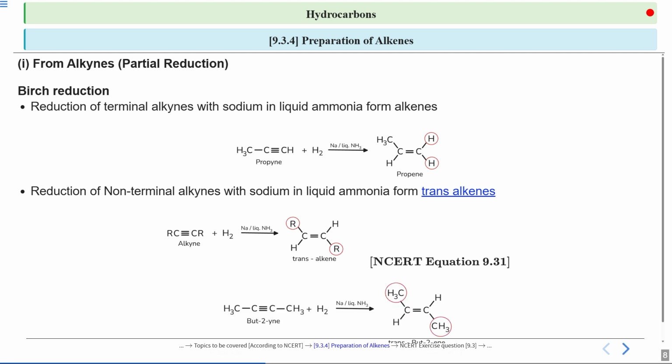Finally, we can just apply this same on a specific example such as but-2-yne. So but-2-yne undergoes Birch reduction and it gets converted into trans but-2-ene because here both CH3 groups are present on opposite sides and both hydrogens are on opposite sides.